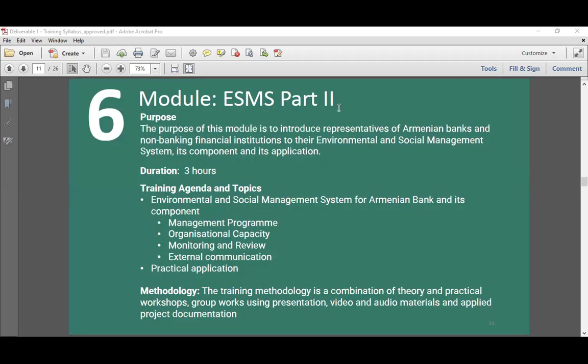The sixth module is again a continuation of ESMS, and here we will dwell into the management program and organizational capacities, how to structure them within an Armenian bank or financial institution, monitoring, review, and external communication. As mentioned, the training methodology used for delivery of the training is a combination of theory and practical workshops, and we will also be splitting into three different groups on the margins of the trainings in order to carry out some practical assignments.